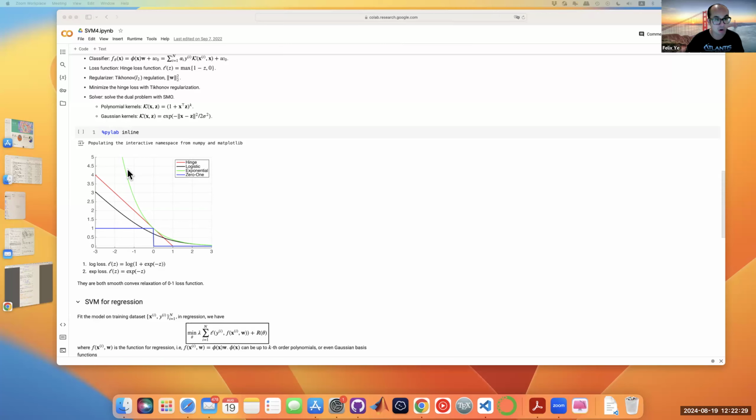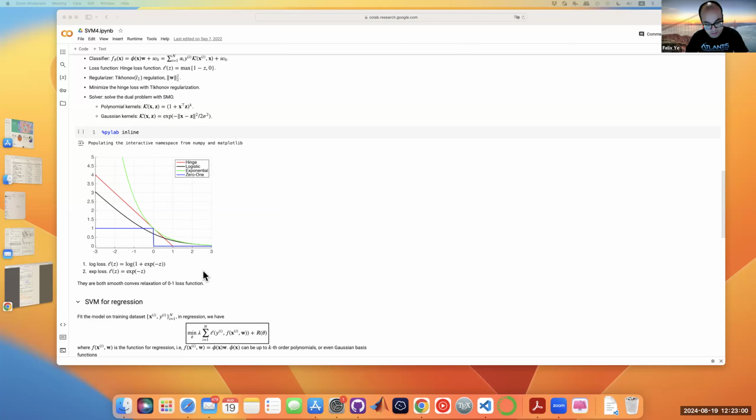The most important part is these three: exponential loss, logistic loss, and hinge loss. They are all convex relaxations of the 0-1 loss. The 0-1 loss is not convex, but all the other three are convex. If it is convex, it will have a lot of good properties. And they are all smooth convex relaxations of the 0-1 loss.